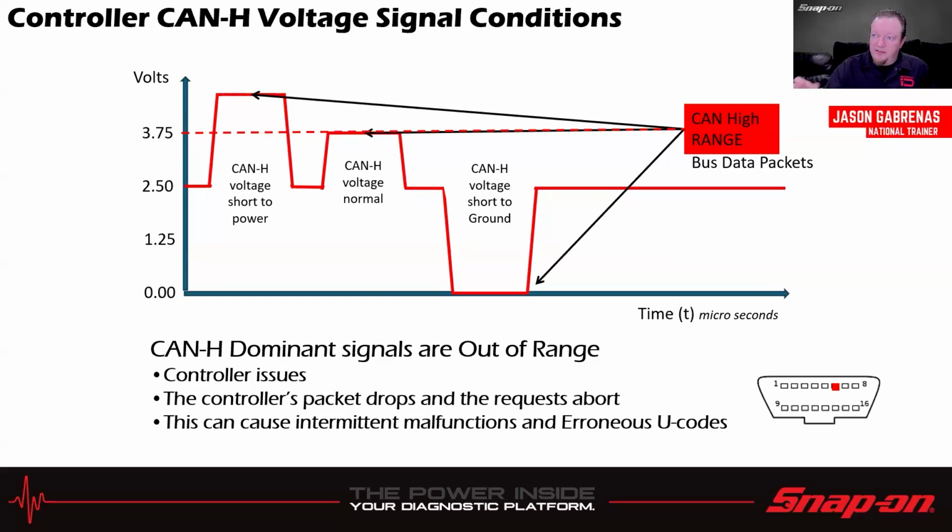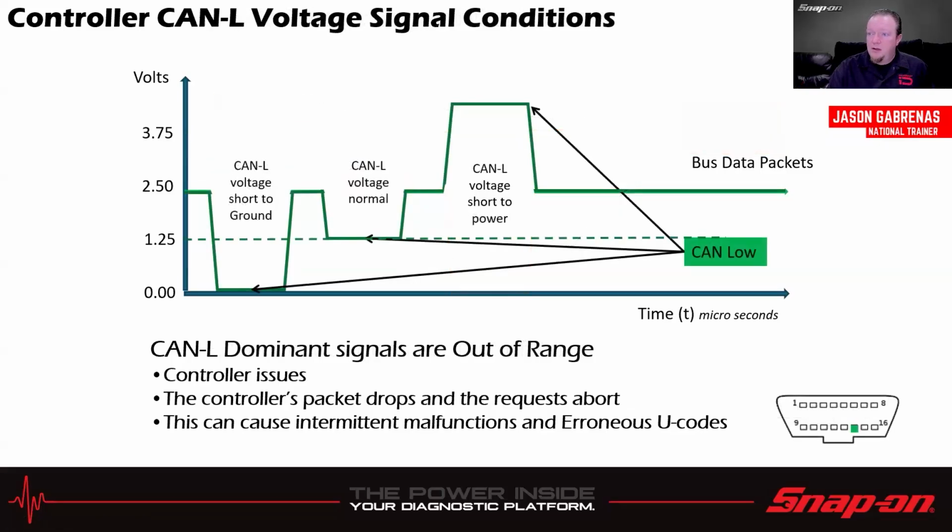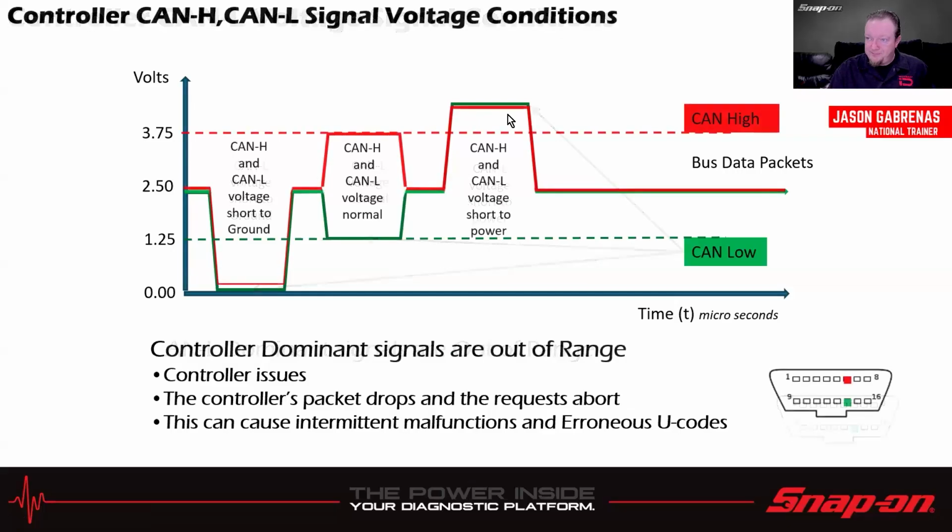So a couple different scenarios we could have. If the voltage on the high side is short to power, it'd be up above that 3.75 volts. If it's normal, it would be at the 3.75. And if it's short to ground, it'd be down here on the bottom at 0. Same thing with the low side: short to ground, normal, short to power.